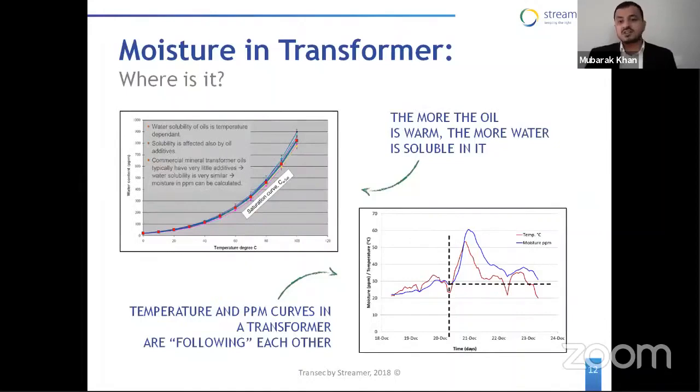Secondly, moisture in a transformer is dependent on the temperature. At a higher temperature, the moisture in oil will be high. At a lower temperature, the moisture in oil will be low. Definitely, the moisture will not go anywhere; it will just get transferred to the paper. So whenever you check the ppm, you will get low ppm at low temperature and higher ppm at high temperature. The more the oil is warm, the more water is soluble in it. The temperature and ppm curves in a transformer follow each other.